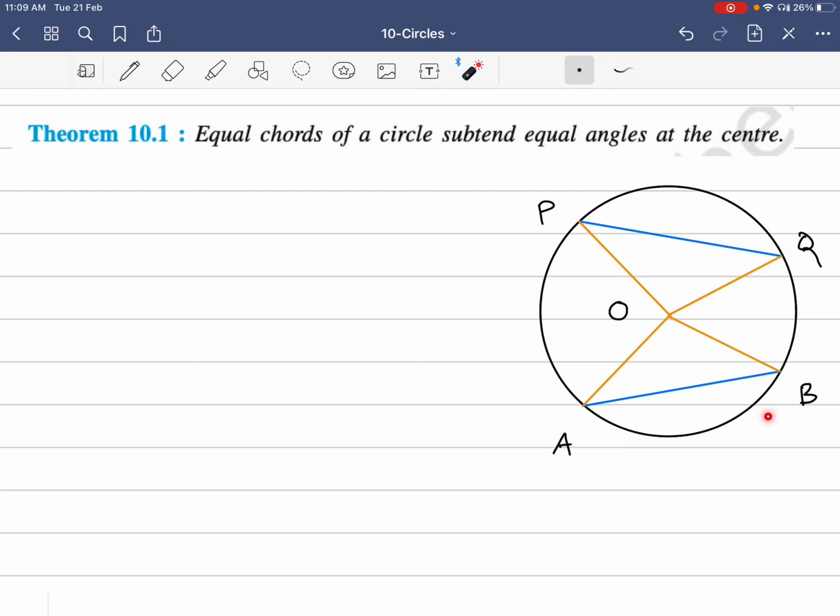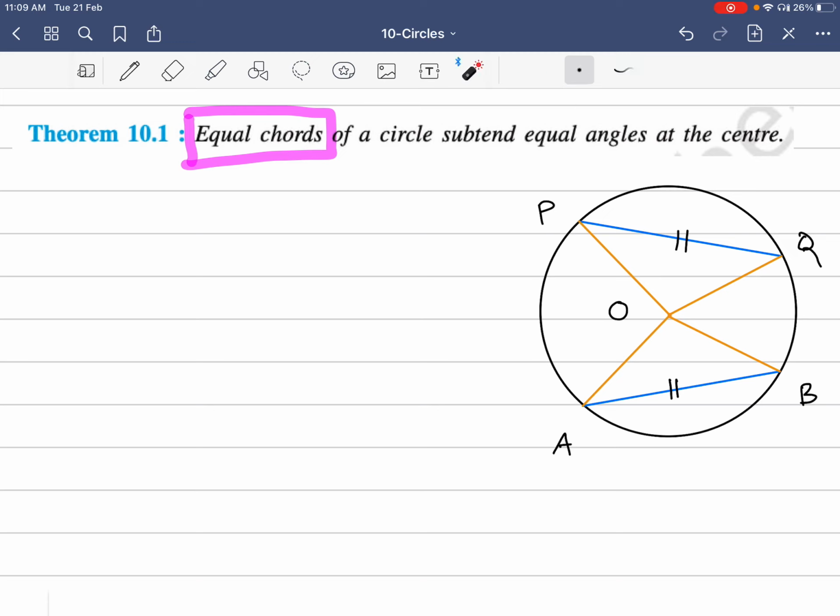Okay, so this is my circle here. This is one chord AB, this is one chord PQ. Now the key thing is, let me highlight the keyword, that these chords are equal chords, which means that their length is equal. So PQ is equal to AB. That is a very important characteristic of these two chords, that their lengths are equal.